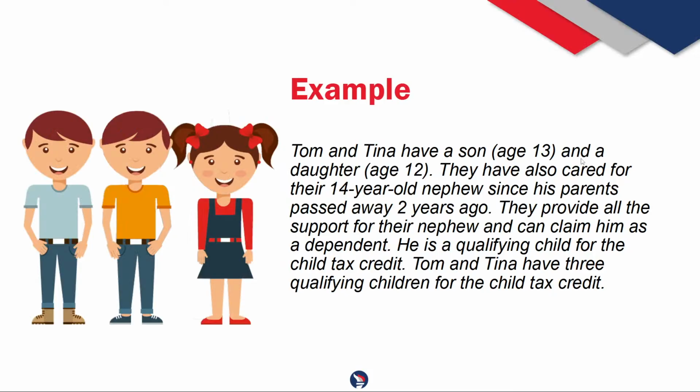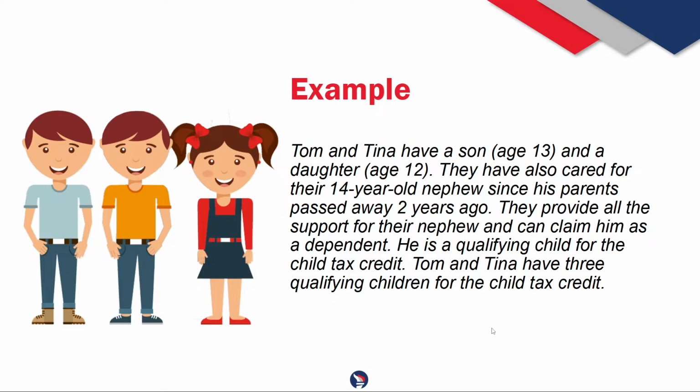Tom and Tina have a son, 13, and a daughter, 12, and also cared for a 14-year-old nephew since his parents passed away 2 years ago. They provide all the support for their nephew and can claim him as a dependent. He's a qualifying child for the child tax credit. So in this case, Tom and Tina have 3 qualifying children for the child tax credit. Yeah, and that's not all. They could go even farther.